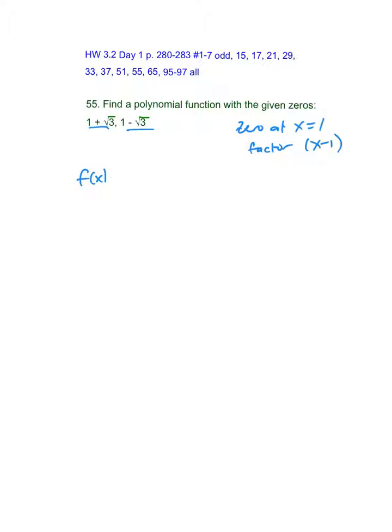So we're going to say our function, f of x, is equal to a, some leading coefficient, times x minus, and then I'm going to take each of these zeros. So x minus 1 plus rad 3. That's going to be our first factor. And then we're going to multiply that by x minus, and then we're going to subtract the other 0, 1 minus rad 3.